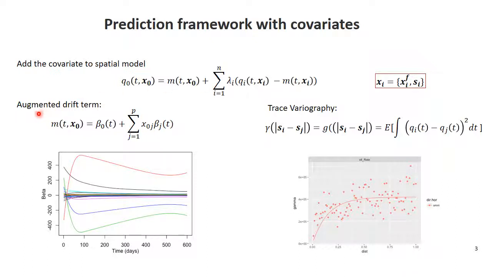Now we get a different drift term, an augmented drift term, where in addition to previously having just S, we also have the various covariates that the drift term will depend on. So we'll get many more of these beta functions simply because we have many parameters. On the other side, the trace variography, as we've seen before, remains the same within this estimation framework. The question now is how we'll be modeling this drift term as it looks more complicated than before.